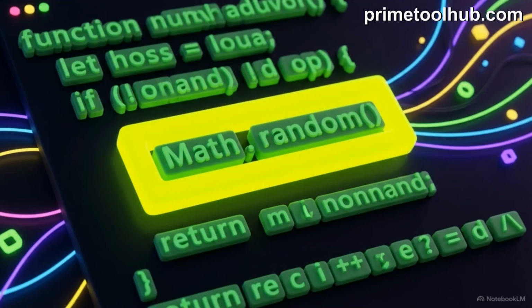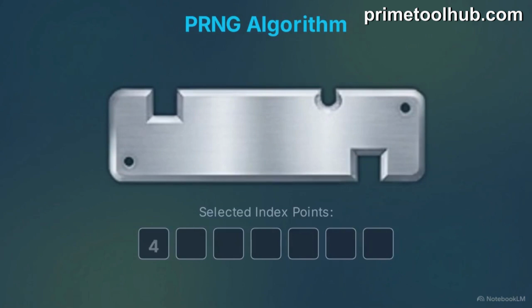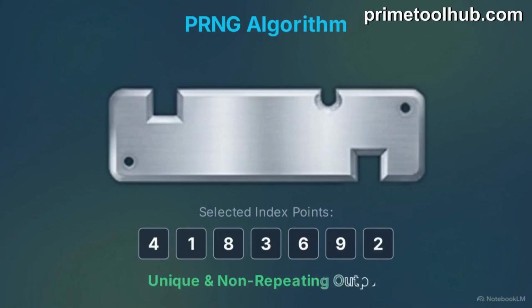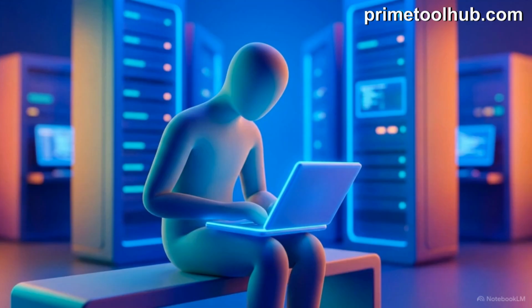Behind the scenes, the tool utilizes a native JavaScript PRNG algorithm to guarantee true mathematical unpredictability. A PRNG is a pseudo-random number generator that calculates precise index points to prevent the same words from repeating. This combination of mathematical randomness and zero data logging satisfies the strict requirements of cybersecurity experts.